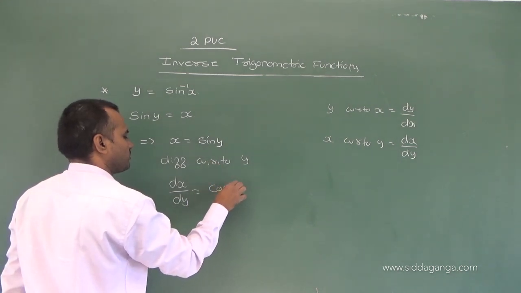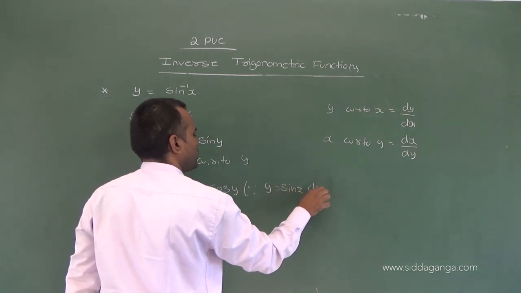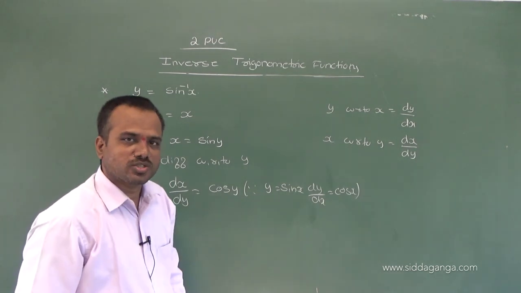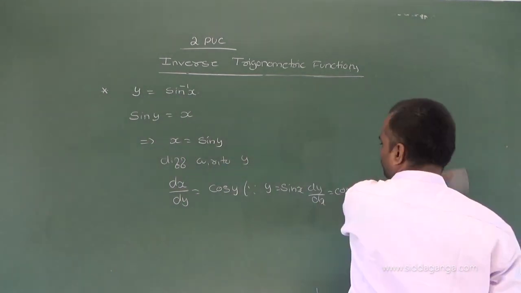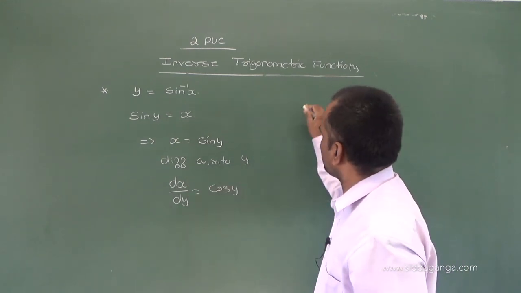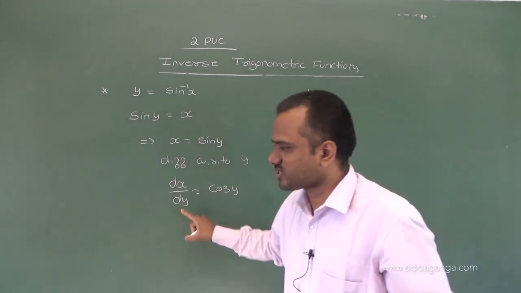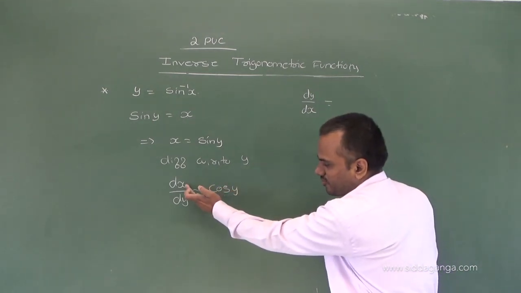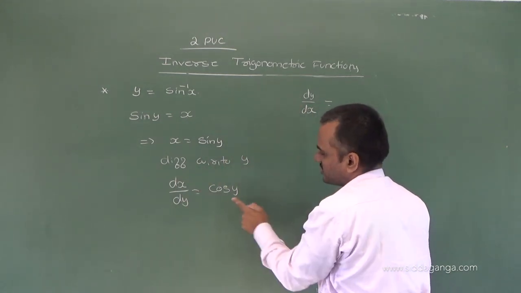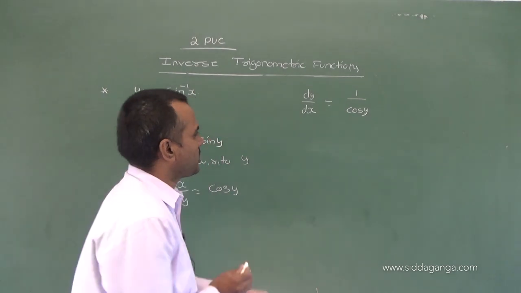Sin y becomes cos y. Because since y is equal to sin x, you know already dy by dx is cos x. So dx by dy is cos y. Next one, what I do, I take the reciprocal of this one. If I take the reciprocal, dx by dy becomes what? Dy by dx, because I want dy by dx, not dx by dy. So, if you take the reciprocal in LHS, 1 by dx by dy, denominator of denominator goes to numerator, it becomes dy by dx. In the RHS, 1 by cos y. Correct. 1 divided by cos y.